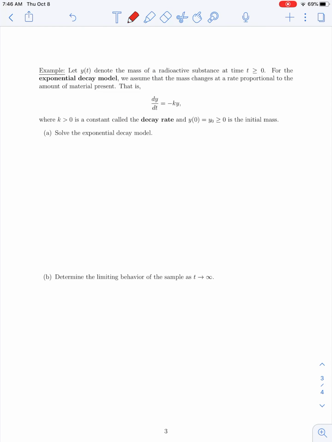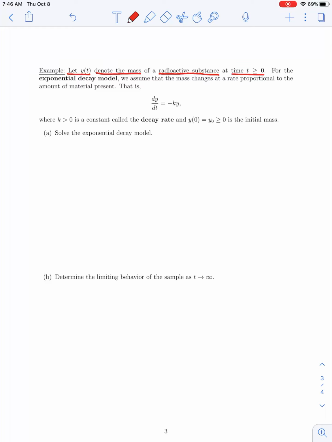Now, in the second part of this section, we're going to talk about the exponential decay model, which is very similar, in fact, almost identical to the exponential growth model. And this is usually used to model the mass of some radioactive substance which is decaying over time. So let's suppose that y of t will denote the mass of some radioactive substance at a given time t, which is non-negative.